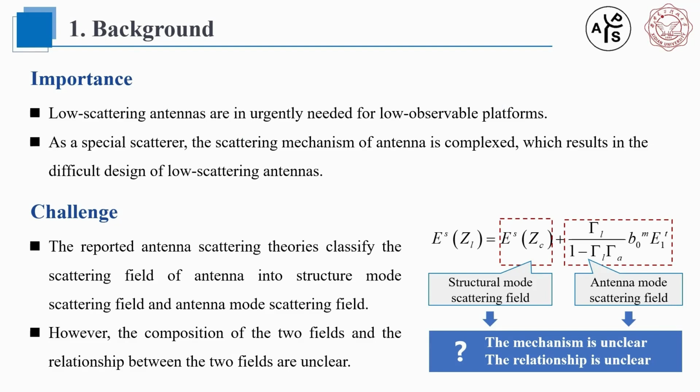Low scattering antennas are urgently needed for low observable platforms. As a special scatterer, the scattering mechanism of an antenna is complex, which makes the design of low scattering antennas difficult. The reported antenna scattering theories classify the scattering field of an antenna into the structure mode scattering field and the antenna mode scattering field. However, the composition of the two fields and the relationship between them are unclear.